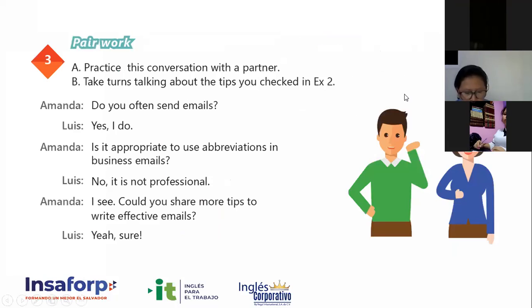Now, there is a conversation between two colleagues. They are talking about their professional emails. Let me read the conversation for you. Do you often send emails? Yes, I do. Is it appropriate to use abbreviations in business emails? No, it is not professional. I see. Could you share more tips to write effective emails? Yeah, sure. So you're going to practice this conversation with a partner and take turns talking about the tips you checked in exercise two. For example, I'm gonna tell you another example.